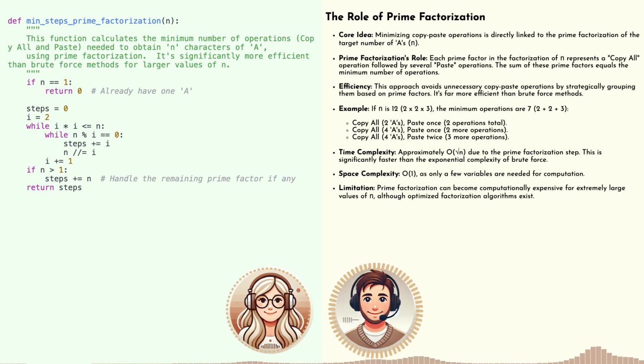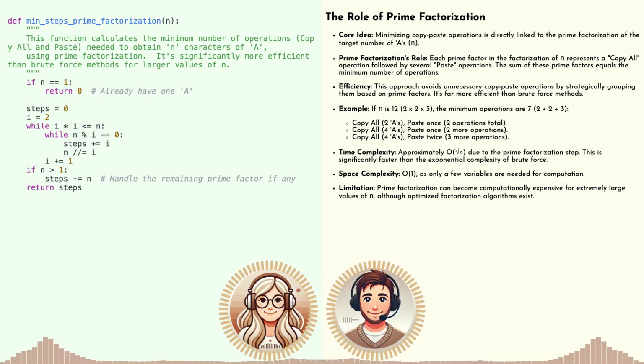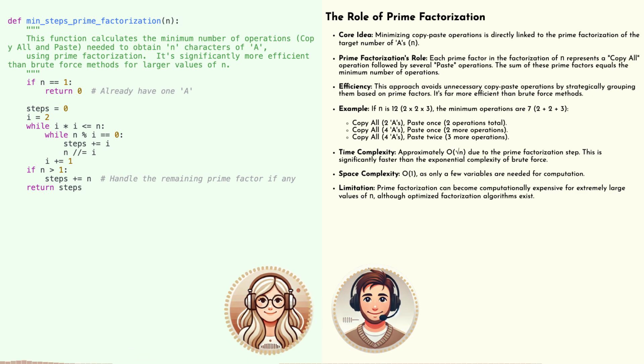So to get 12 A's, we'd use those prime factors as our roadmap. So we would copy all, paste once. That's one of the twos. Copy all again, paste once, the second two. Copy all one last time, and then paste twice for the 3. You got it. And that gets us to 12 A's in the most efficient way possible. We're not wasting any steps by copying and pasting more than we need to at any given point. That's pretty slick. It's like we're taking a shortcut through the number by understanding its prime factors.